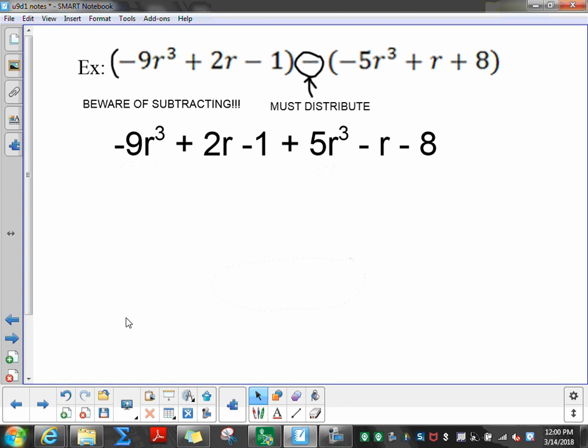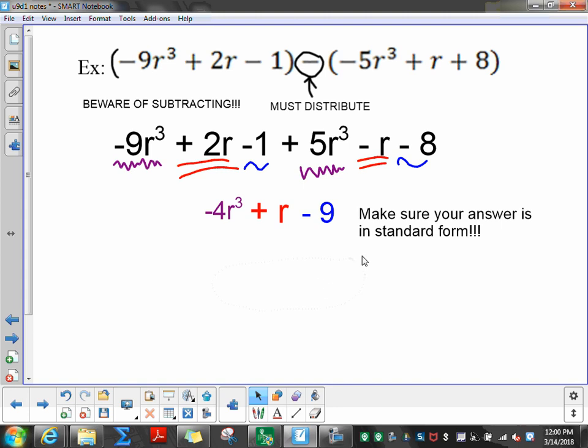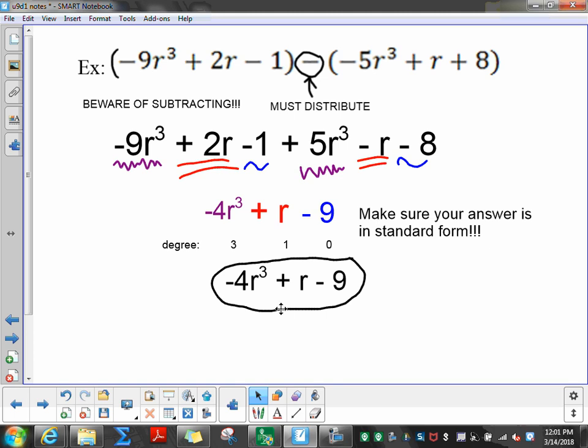Then I just go ahead and combine like terms again. Negative 9r cubed and 5r cubed, it's a positive 5r cubed now, combine to make negative 4r cubed. 2r and negative r combine to make positive r. Negative 1 minus 8 gives me negative 9. I need to make sure my answer is in standard form, so I do the degree of each. This is a 3, 1, and a 0. And they are already in order from greatest to least, so my standard form is this. And that's my final answer.